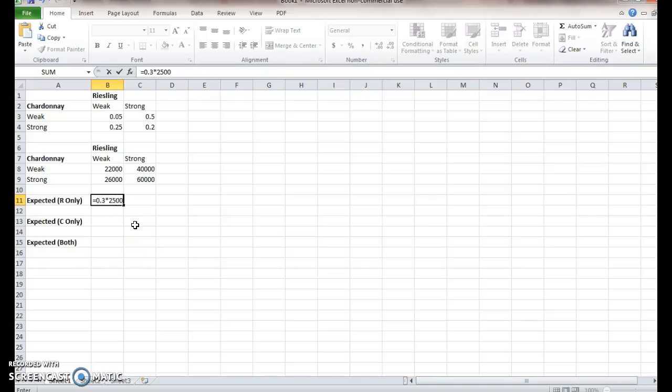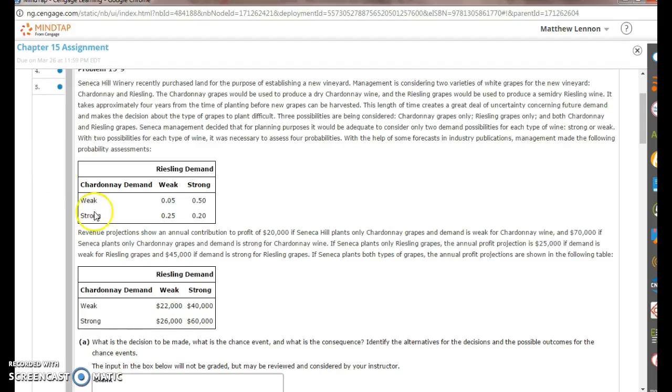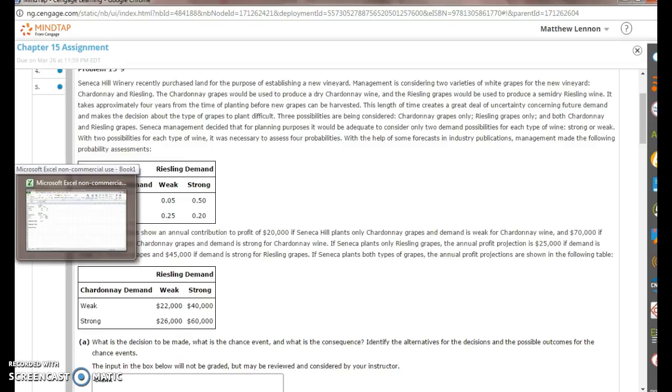So 30% of the time revenue of 25,000, and 70% of the time we have a revenue of 45,000. So that's the expected value of Riesling only. And now for Chardonnay only, let's remember the numbers for weak and strong. For Chardonnay we have to go across, so 55% of the time it's going to be weak, and 45% of the time it's going to be strong. So we need to go back to the MindTap question, and we have 20,000 and 70,000 for weak and strong revenue projections respectively. So let's go back here, 20,000 and 70,000.